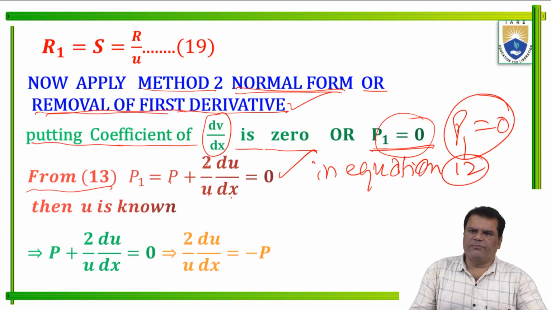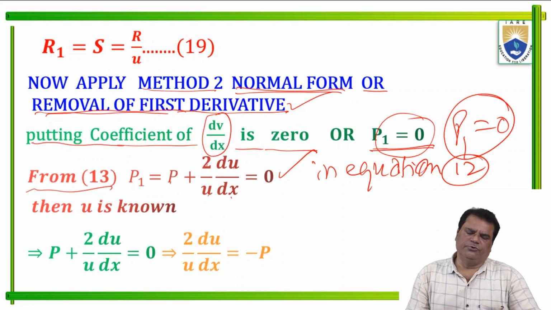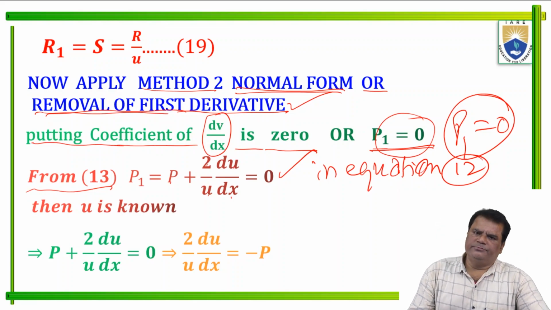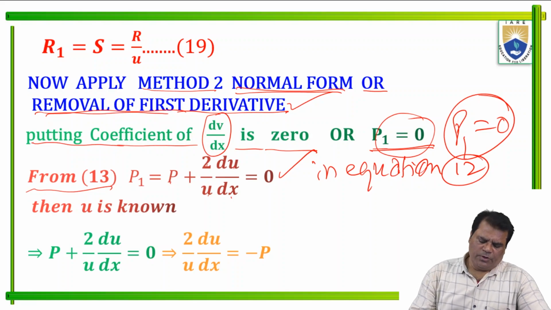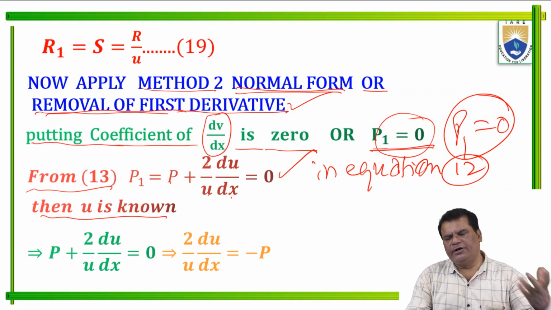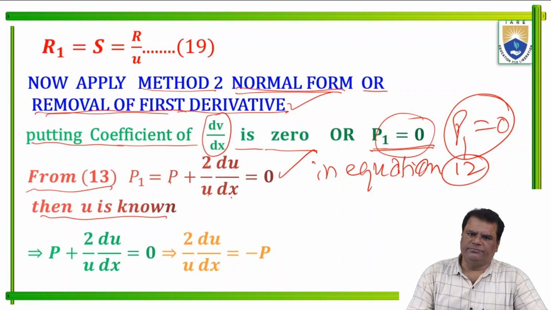That is known as the normal form or removal of first derivative. Removal of first derivative means the coefficient of dv over dx is 0. If the coefficient is 0, then that term is removed from the equation. So here u is to be found. When we put P1 equal to 0, we get a formula for u, and with the help of this formula we can find the value of u.